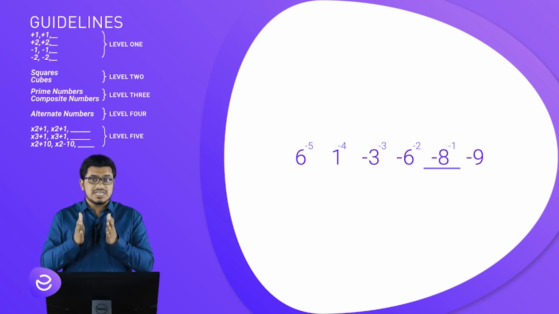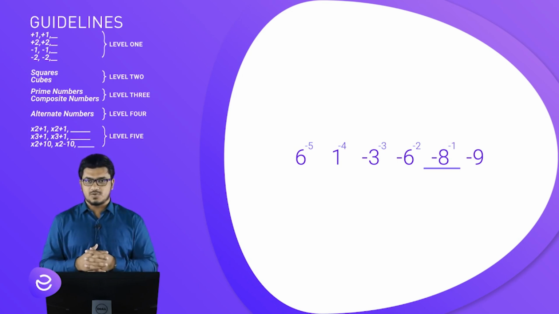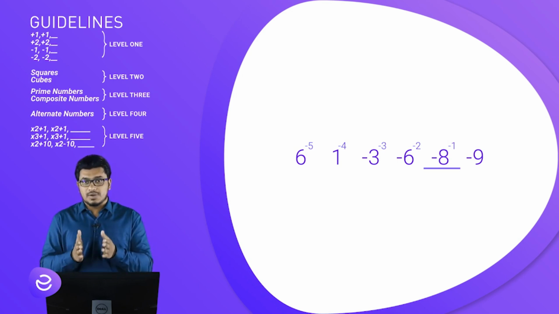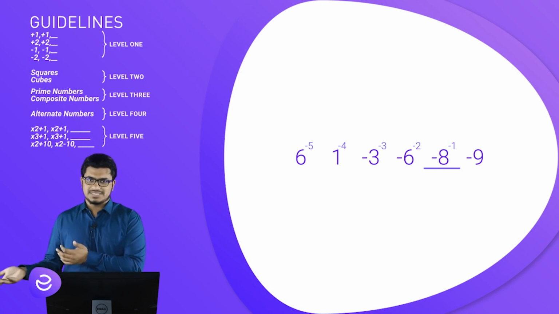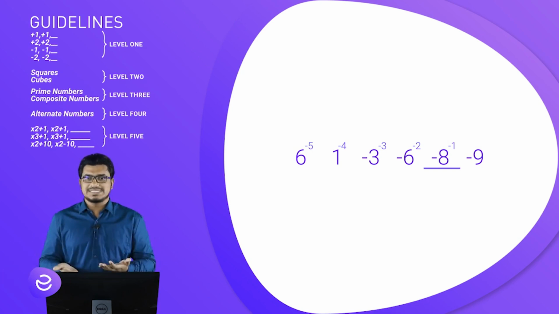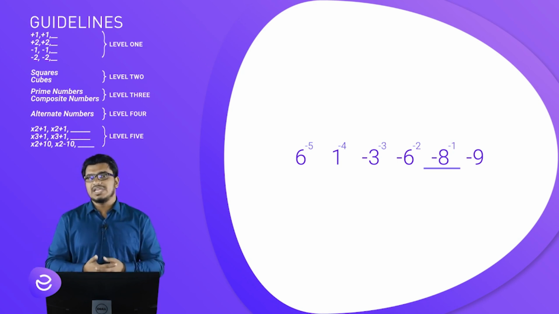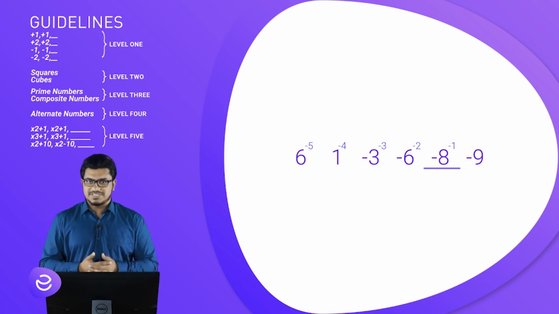In UGC NET questions, in UGC JRF questions, most of the questions you get based on number series will be of the difference type. You find out the difference between the numbers, you get the answer. It might not be that simple, but still most of the number series questions that you get are based on differences.